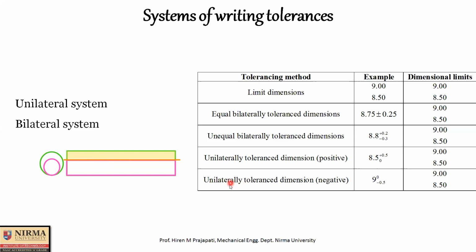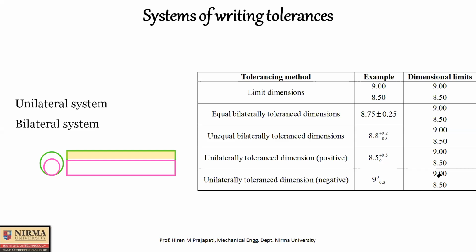Now let us try to understand this unilateral tolerance dimension, but negative. Let me again relocate the basic size line as per the given condition. So here if the tolerance zone is entirely below basic size, then that is called unilateral but negative. Now first of all, let us try to find out the limits. So 9, 0 to minus 0.5. So upper limit of shaft is 9 plus 0, so 9 is the upper limit, and 9 minus 0.5, then 8.5 is the lower limit of the shaft.